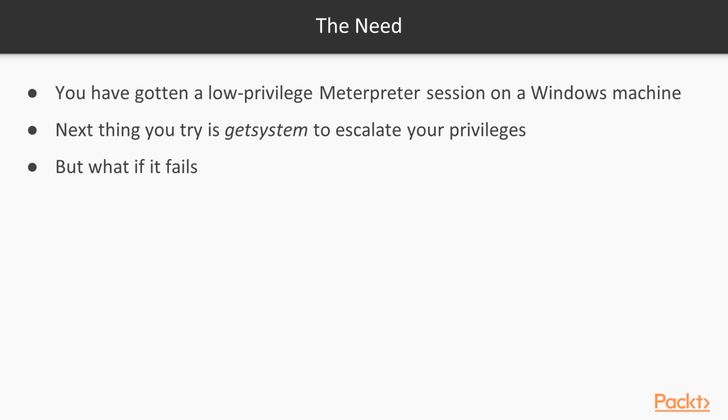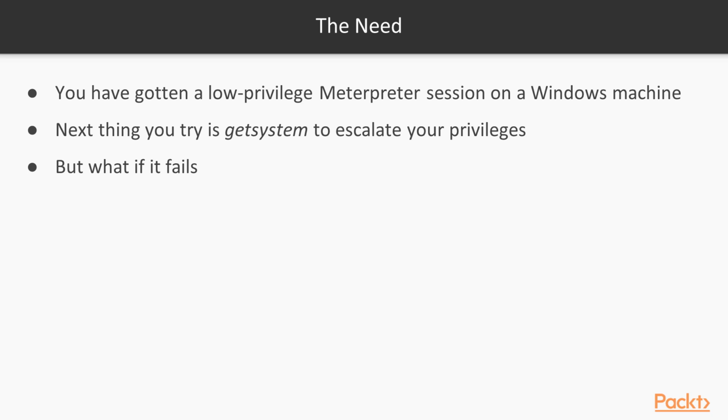Now what exactly do we mean by local privilege escalation? So we have gotten a low privilege meterpreter session on a Windows machine. If you go back to the courses where we learned how to use Metasploit to hack a Windows machine, then we know that using various exploits we can get a meterpreter session on a Windows machine. But whenever we do so, the meterpreter session that we get is a low privilege session. The next thing we would try is getsystem so as to escalate our privileges, but in most cases this command may fail. So what would be the next thing we can do to escalate our privilege? This is what we'll see in this video.